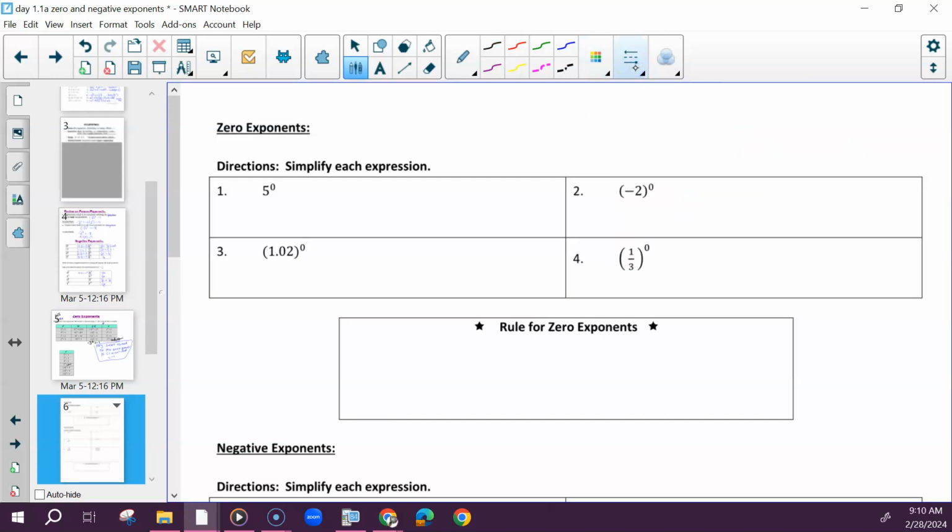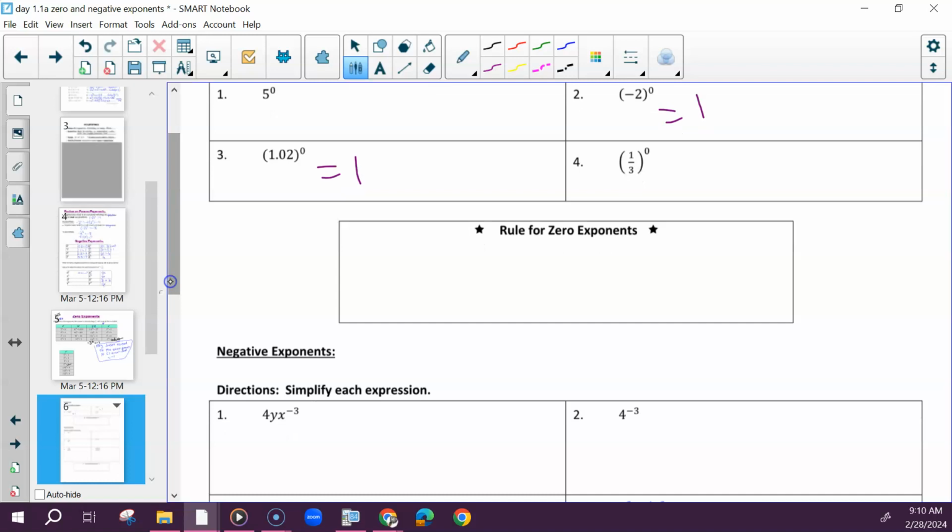So if I had 1.02 to the 0 power, that would give me 1. Negative 2 in parentheses to the 0 power, also 1. If you want to rewrite your rule from the previous, I'll write that here, but it's also on the previous page. Anything to the 0 power is 1. But I'm going to put an asterisk, a side note, about negative bases.